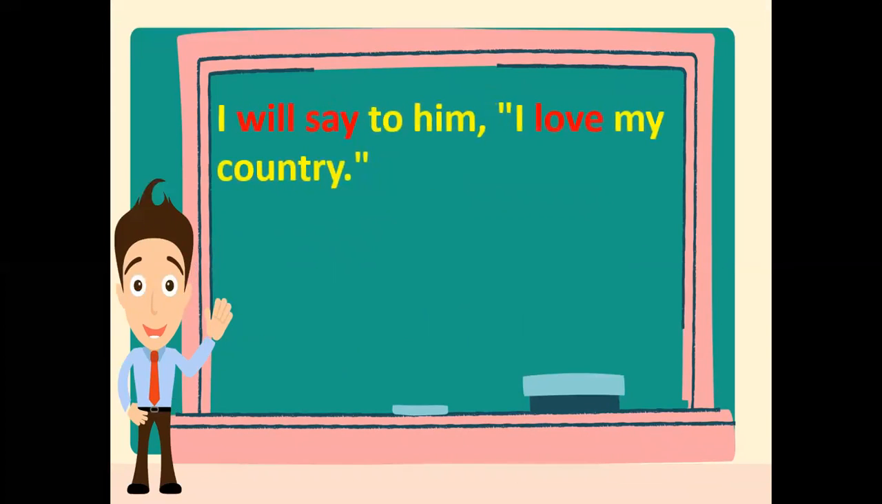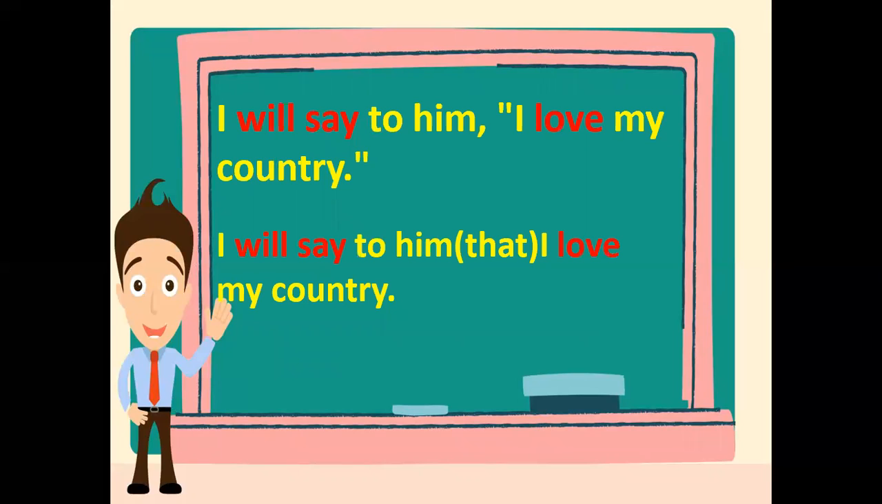Let's see another example. I will say to him, I love my country. Will say is a reporting verb. Will is the helping verb and say is the main verb. When the reporting verb is in future tense, we are not going to change the reported verb. See, I will say to him that I love my country. There is no change in the reported verb in indirect narration. In direct narration, it was I love my country, and it is the same in indirect narration. Why? Because our reporting verb will say is in future tense.